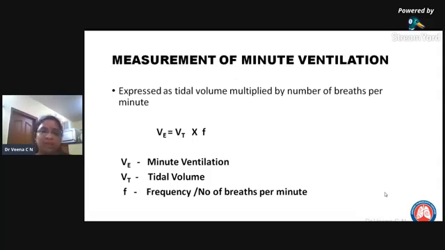Though the minute ventilation is 6000 ml, not all the air is available for the exchange due to the presence of dead space air.